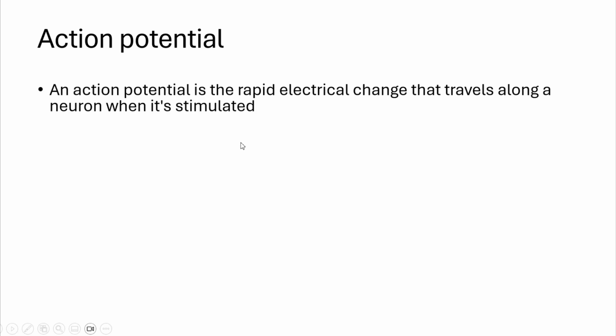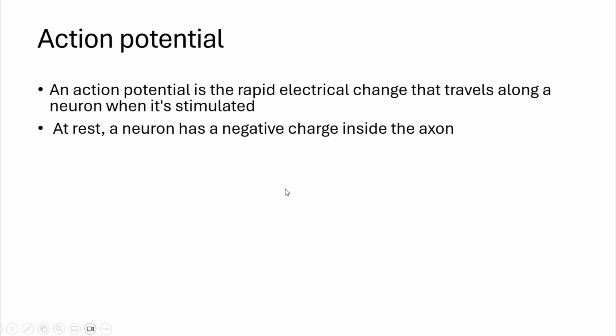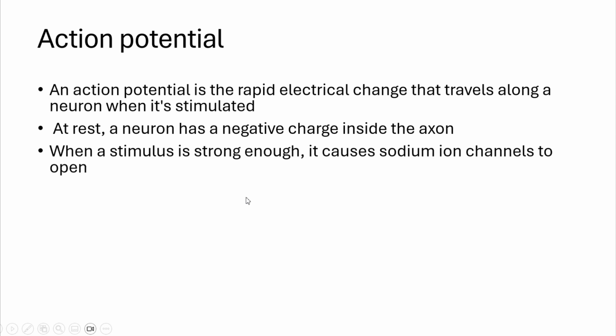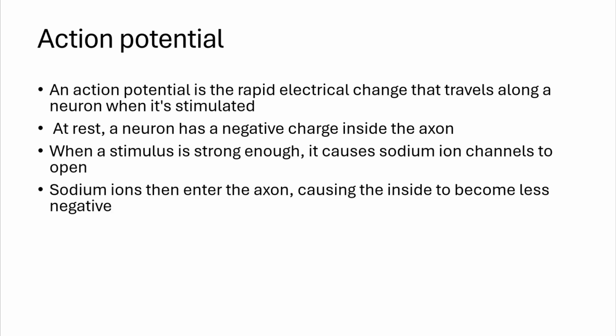So that's why that negative 70 is made, yeah? Alright, cool. Action potential, yeah? An action potential is the rapid electrical change that travels along a neuron when it's stimulated. At rest, a neuron has a negative charge inside the axon, as we talked about, the resting potential, -70. When a stimulus is strong enough, it can cause sodium ion channels to open. So basically, these sodium ion channels are naturally going to pump sodium into the cell.